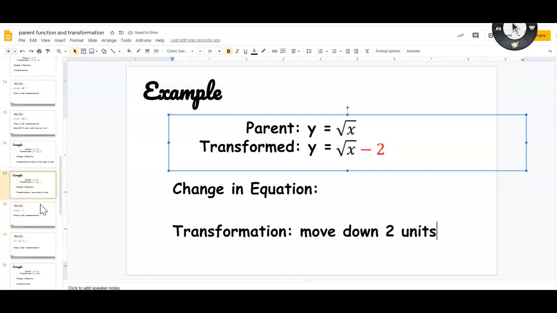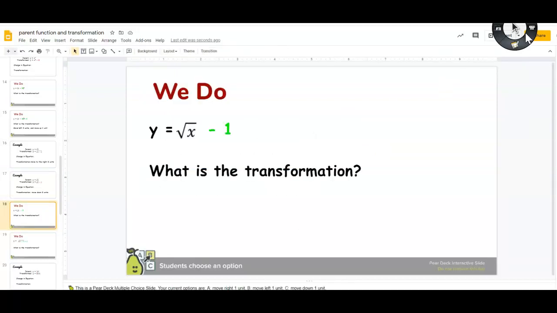Okay. So now let's do some examples. So here you have this baby equation, and you have to tell me what is the parent equation. So look at the most basic part of this baby equation. It is here, square root of x.